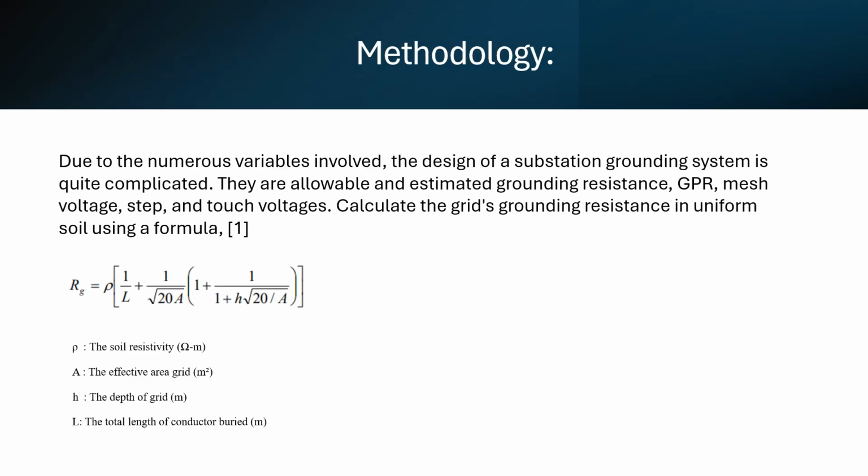So the methodology here is, due to the various variables involved, the design of a substation grounding grid system is quite complicated. The allowable and estimated grounding resistance, GPR, mesh voltage, and step voltage calculations are what we need to do. And here is the formula for calculating the grid grounding resistance in uniform soil using the given formula. We have taken this formula from one of the reference materials, and the references are quoted at the end of this presentation.